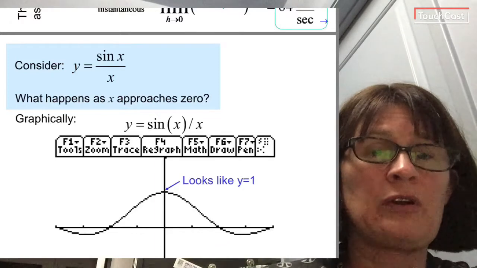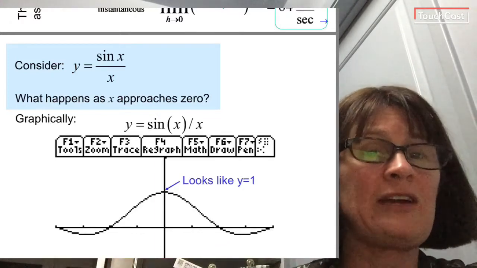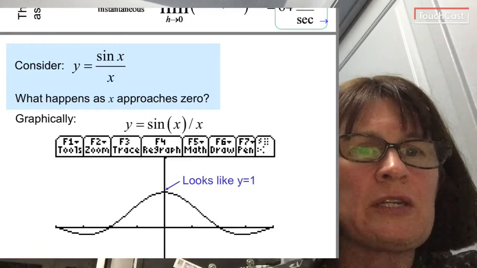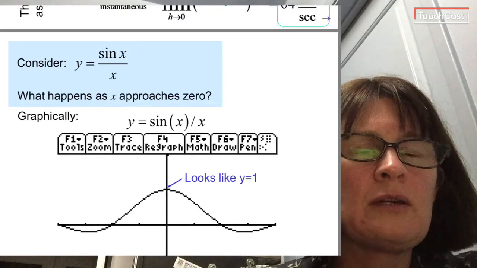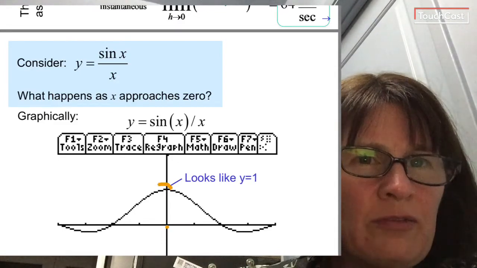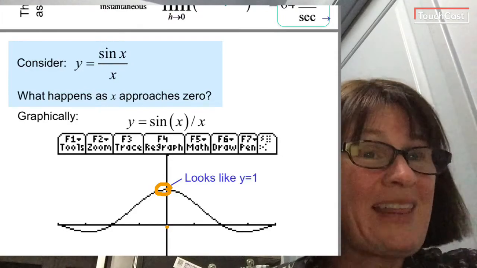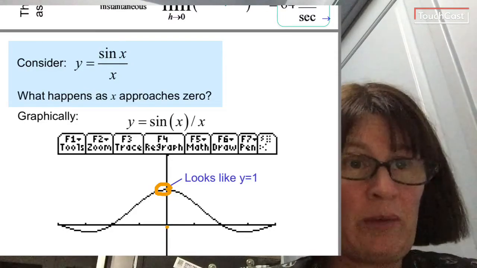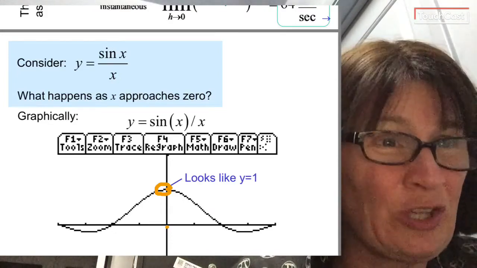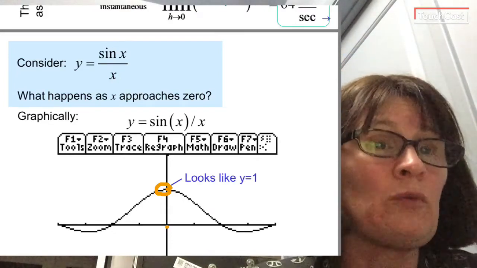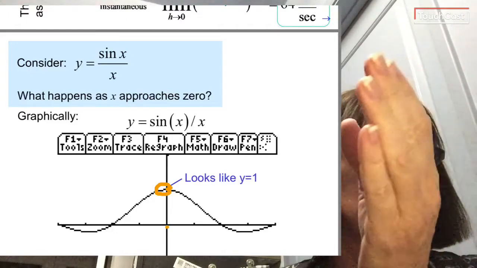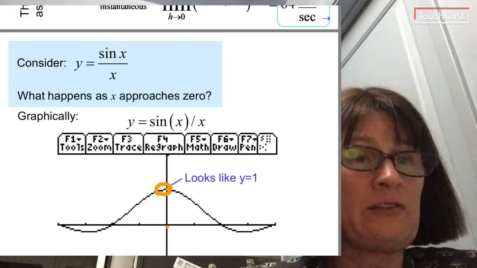Probably you've never seen that graph before, but there's the graph of sine of x divided by x. And if you can imagine, at the place where x equals 0, which is at the y-axis, so right here, if I look at my graph, I'm looking at that point. Could you tell me what the y value is? Well, if I read that graph really carefully, it looks like the y value is supposed to be 1 when x is 0. Now, it can't actually be 1 because when x is 0, y is undefined in this case.